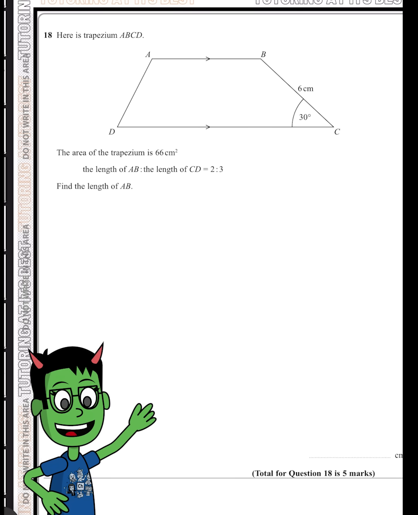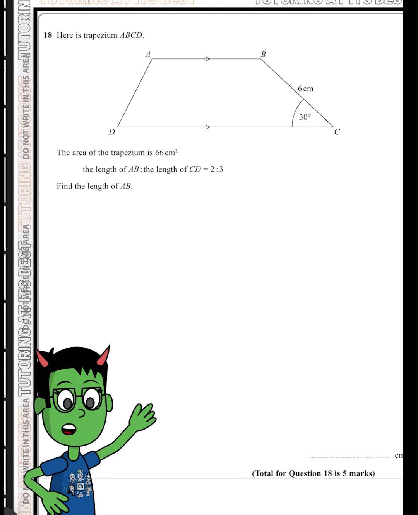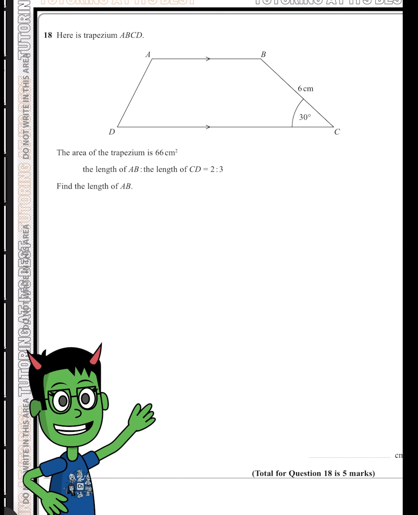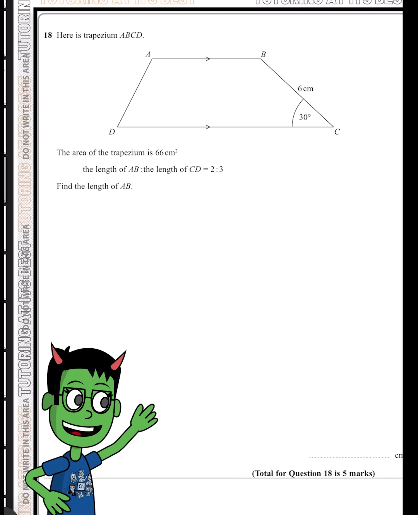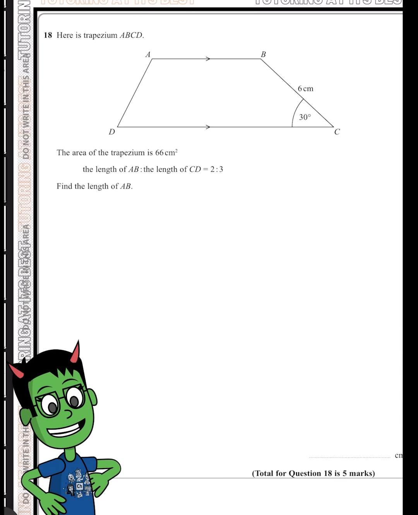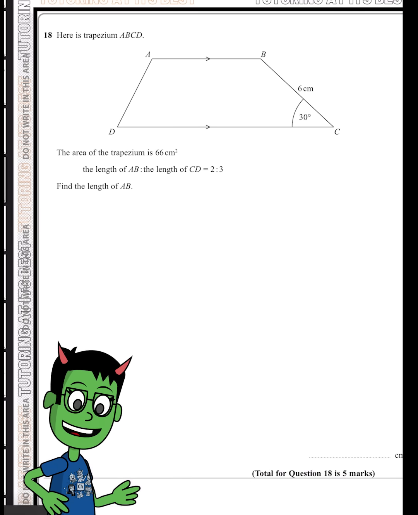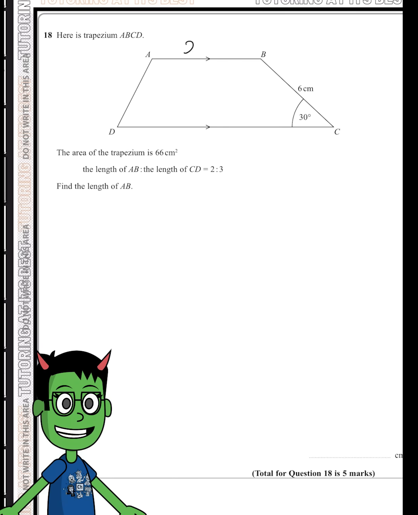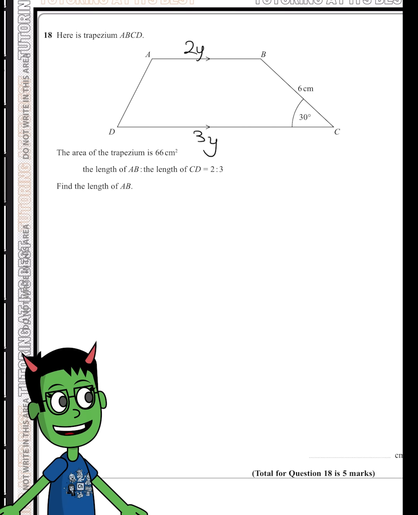So we've been given a trapezium, and the area of the trapezium is 66 centimeters squared. And we've also been given a ratio. So let's find the length of AB. Well, the first thing we're going to do is label all of the information that we've been given. I'll start off by going from A to B, which is 2y, and then D to C, which is 3y.